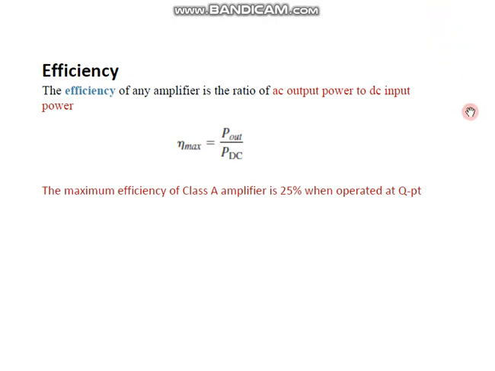Okay, now the important part is efficiency, to calculate efficiency. So efficiency of a power amplifier is the ratio of AC output power to the DC input power. So this is basically the ratio of the AC output power and the DC input power. So efficiency is the ratio of two powers, but over here we just check another parameter.